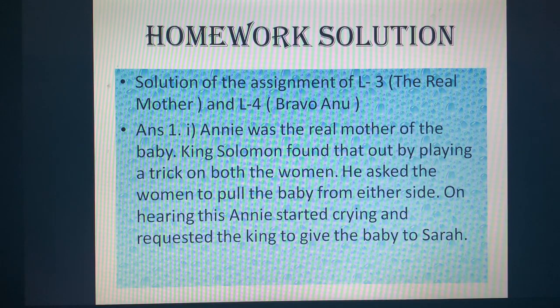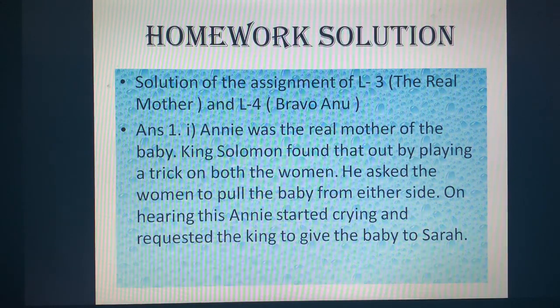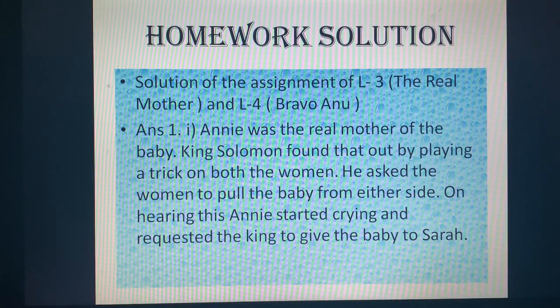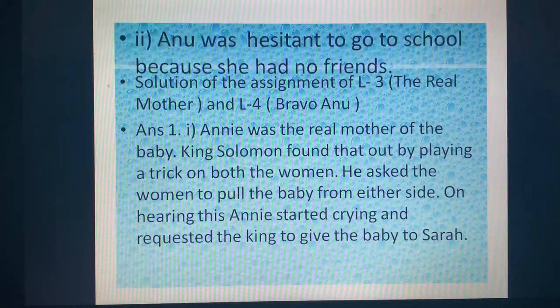Annie was the real mother of the baby. King Solomon found that out by playing a trick on both the women. He asked the women to pull the baby from either side. On hearing this, Annie started crying and requested the king to give the baby to Sarah. Fine, understood. This is the correct answer.